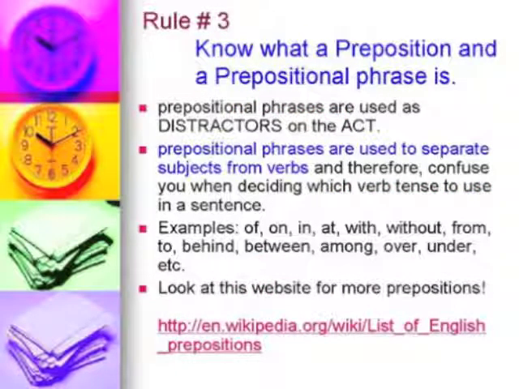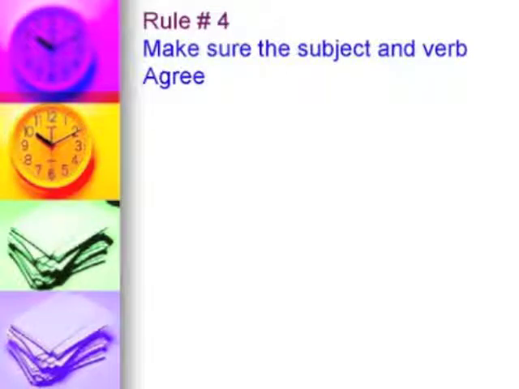Rule number 3, know what a preposition and a prepositional phrase is. Prepositional phrases are used as distractors on the ACT. Prepositional phrases are used to separate subjects from verbs and therefore confuse you when deciding which verb tense to use in a sentence. Examples of prepositions are things like of, on, in, at, with, without, from, behind, between, among. There are about 100 of them, and you know them all. I've given you a website here to look for more prepositions.